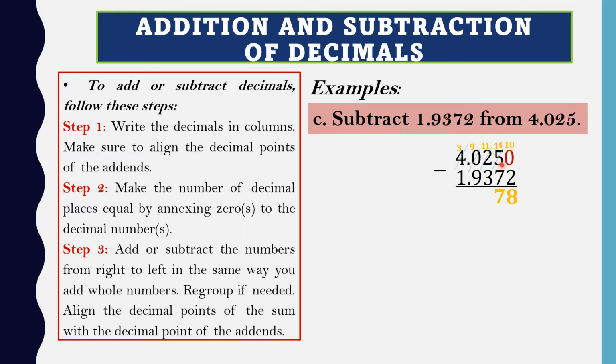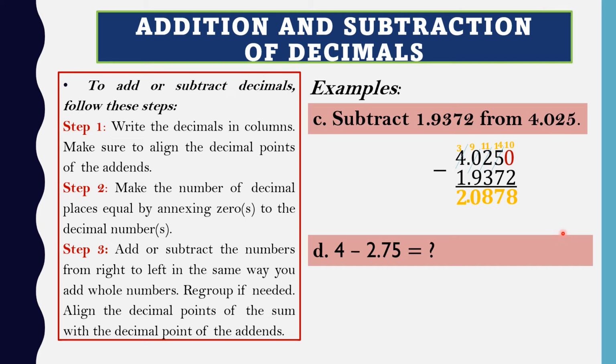Now we can subtract. 11 minus 3 is equal to 8. 9 minus 9 is equal to 0. And 3 minus 1 is equal to 2. And then our decimal point is here, aligned with the decimal point of the two numbers that we are subtracting. And here is our final answer, 2 and 878 10,000ths.